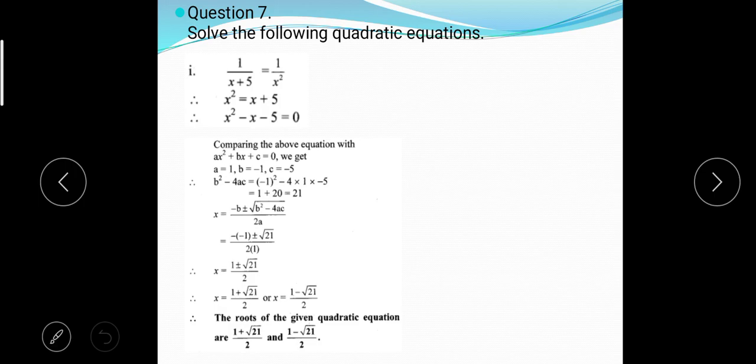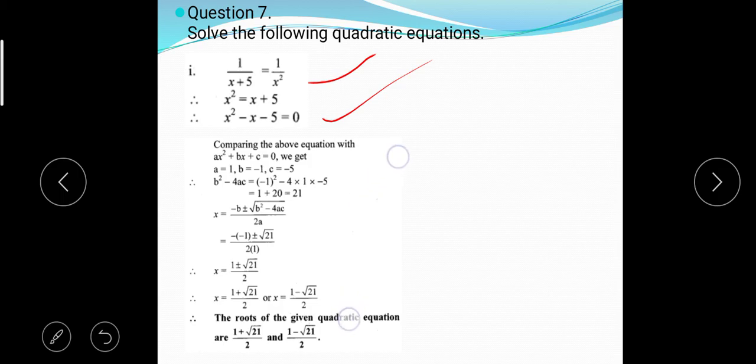Next, solve the following quadratic equation. This is also a little bit different, that's why I took this. Firstly, write it in the general form of a quadratic. No need to check it, just follow how to solve it. There is an equality sign, so do the cross multiplication, and after cross multiplication you will get the quadratic equation in the general form: x square minus x minus 5 is equal to 0.